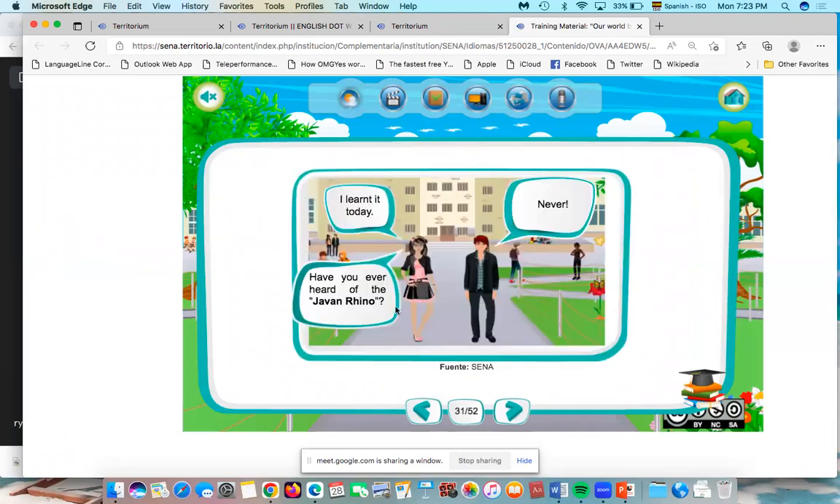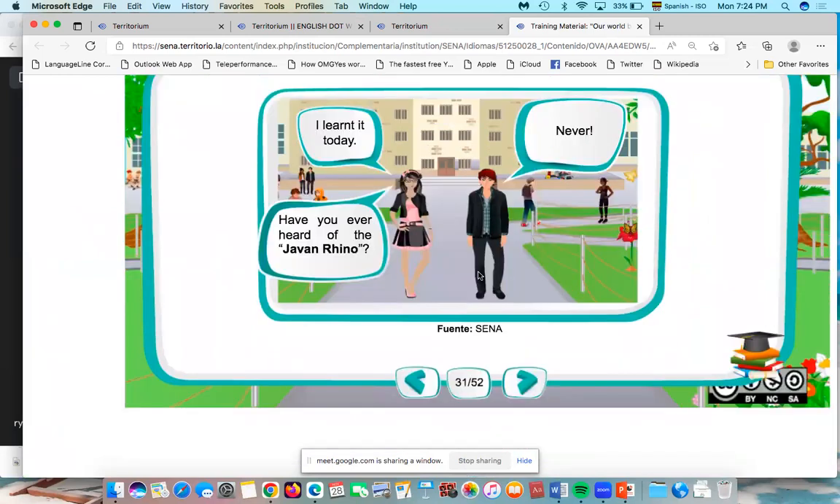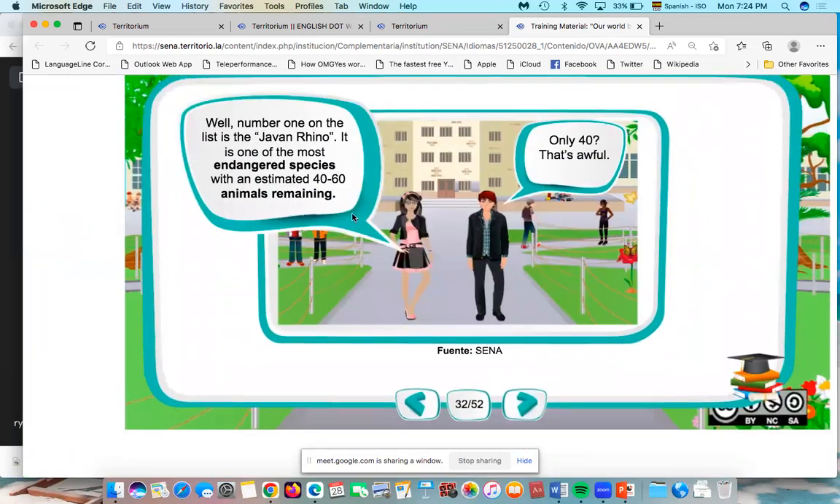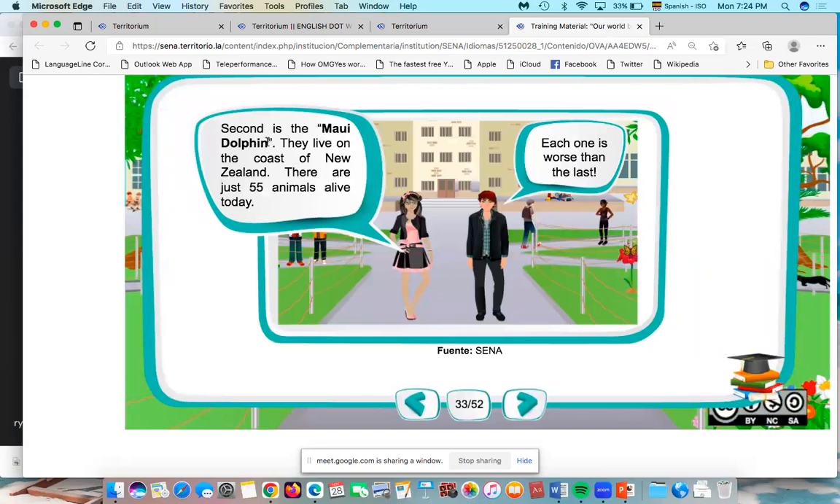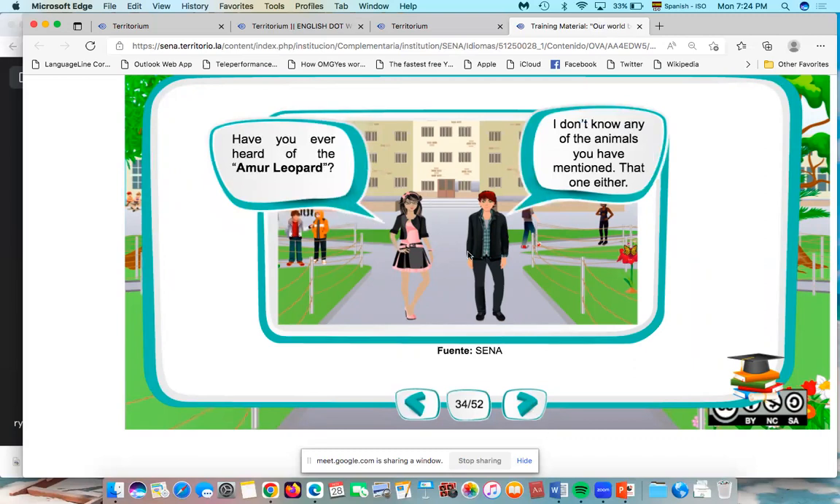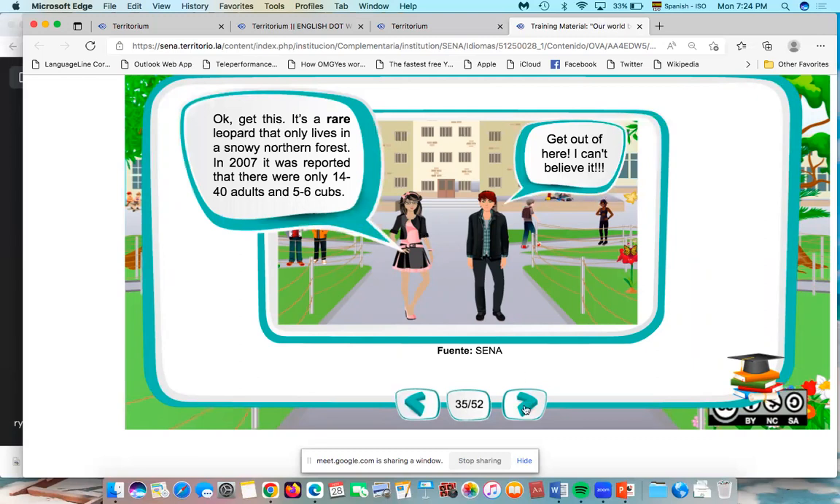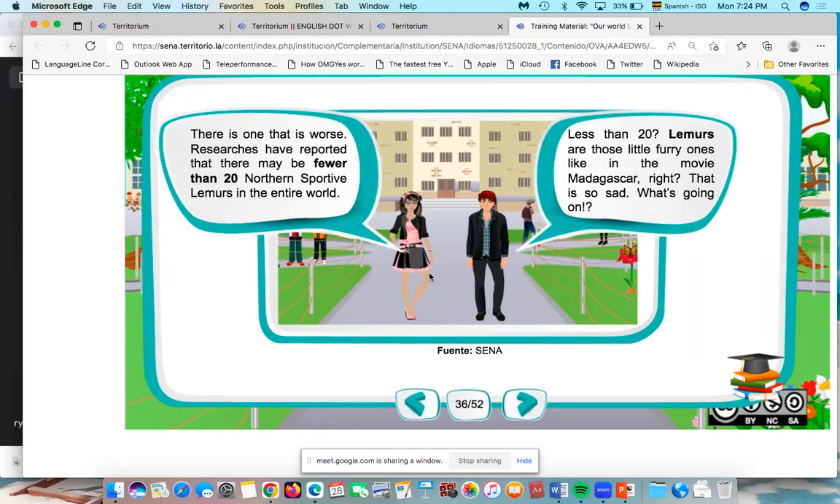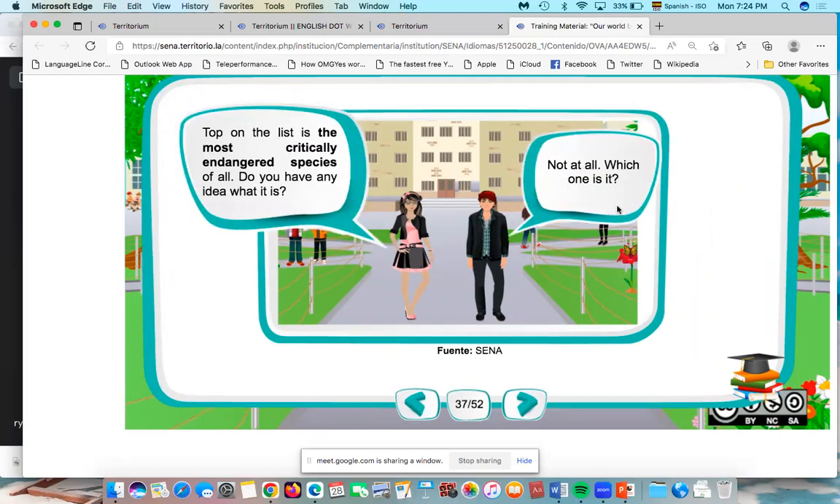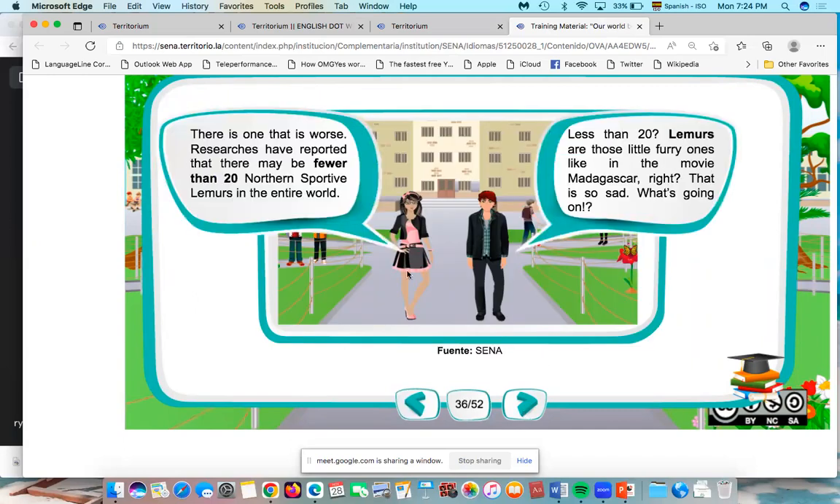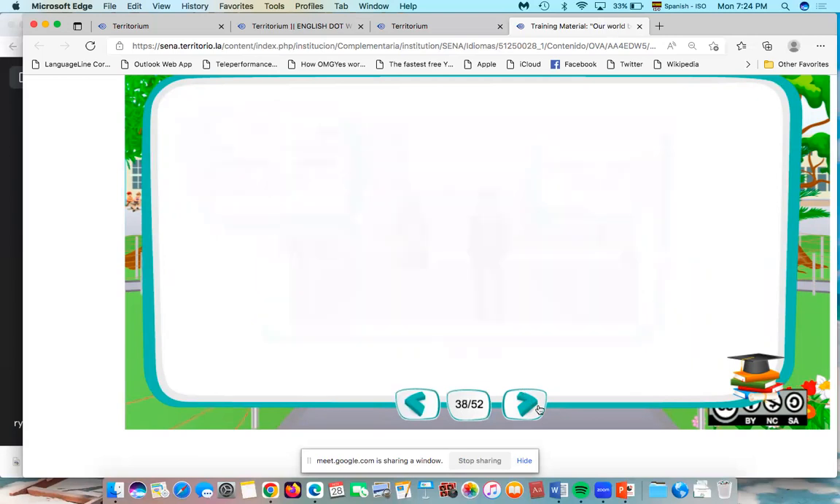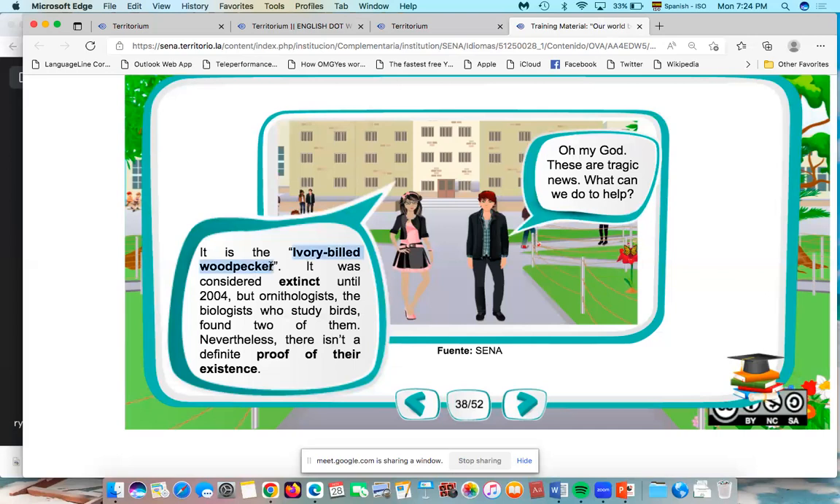So the top 5 of endangered species that she's given us here, the Javan rhino, and we have, right? And she's gonna give us more information. It depends on the estimated number of remaining animals, okay? Good. And then she talks about the Maui dolphin, right? And she gives us the number, okay? And then the Amur leopard, and then she gives us some information about it. And then she's gonna talk about lemurs, right? Good. And then well, you can continue reading the conversation, right? Then she says ivory-billed woodpecker, that it's a bird, yes, okay.